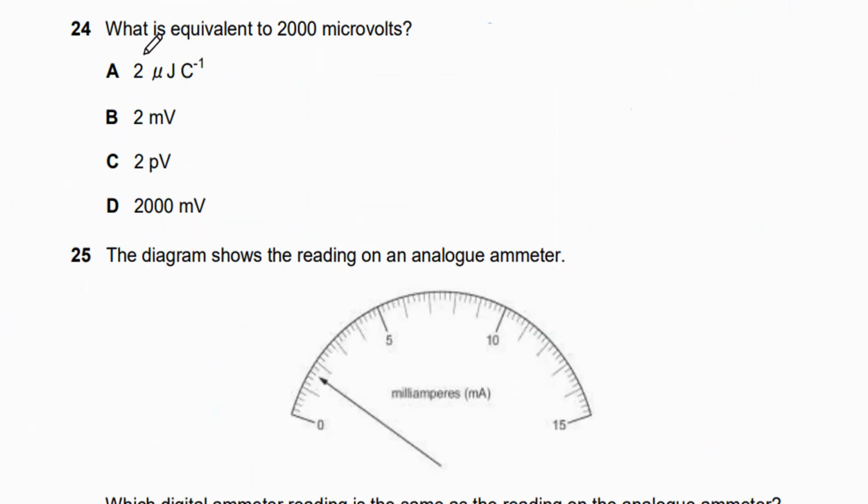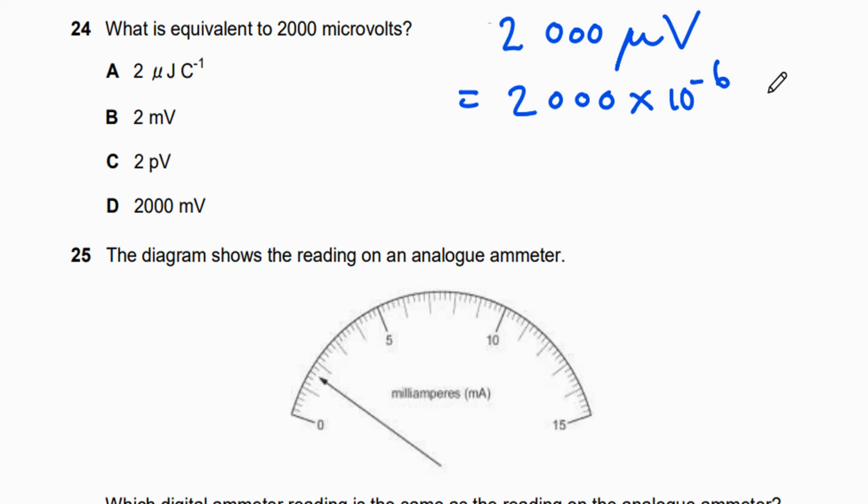In question 24, it says, what is the equivalent of 2000 microvolts? Now, just to note that micro is the same as mu. So this is the same as 2000 mu volts. We want to change this to volts. And we know that micro or mu is 10 to the negative 6. So this is the same as 2000 times 10 to the negative 6 volts.